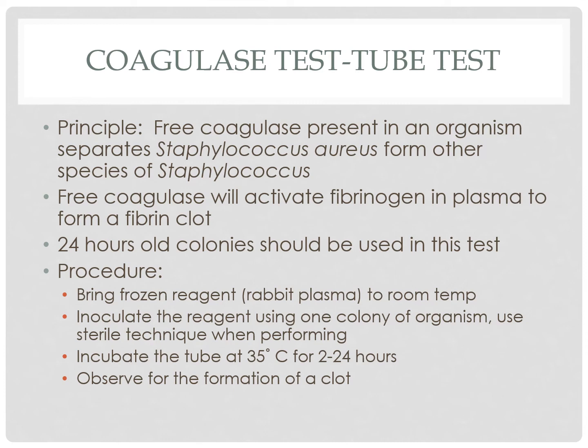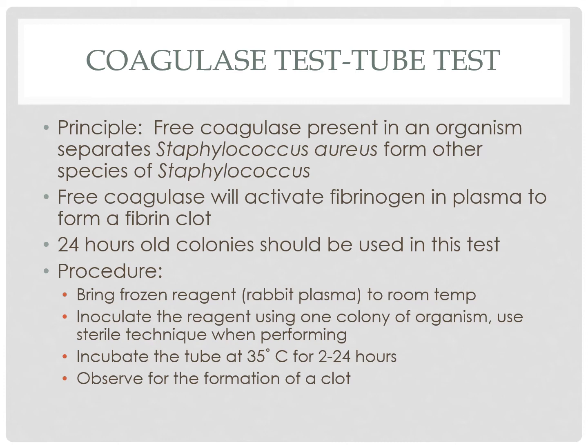test. The coagulase test tube test determines if we're dealing with Staphylococcus aureus versus some other form of Staphylococcus. Free coagulase will activate fibrinogen in plasma to form a fibrin clot. So the procedure is to bring the frozen reagent to room temperature, and that reagent is rabbit plasma. Once it has reached room temperature, we add our organism to a tube of rabbit plasma and we put it in the incubator. We wait 2 to 24 hours.